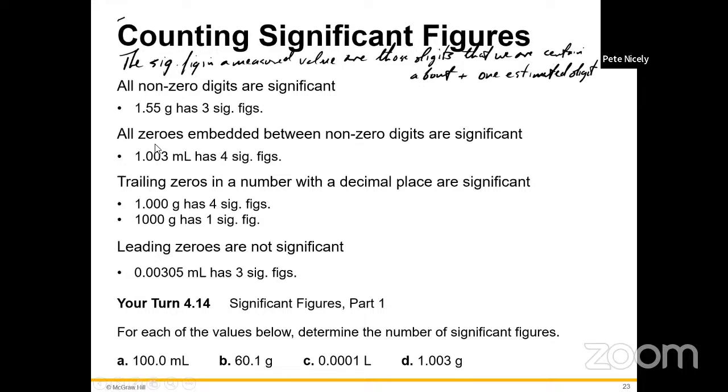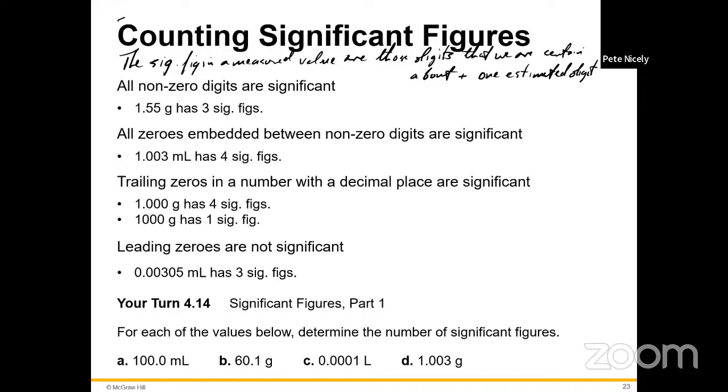Now, the next rule has to do with zeros. In fact, all the other rules have to do with zeros in different situations. So in this case, we're talking about the zeros that are embedded or sandwiched between non-zero digits. And all zeros that are sandwiched between non-zero digits are significant. So for example, 1.003, in addition to the fact that 1 and 3 are significant, these 2 zeros are significant because these 2 zeros are sandwiched between 2 non-zero digits. So therefore, the total number of significant digits here represented is 4. Okay, the next one has to do with trailing zeros, right?